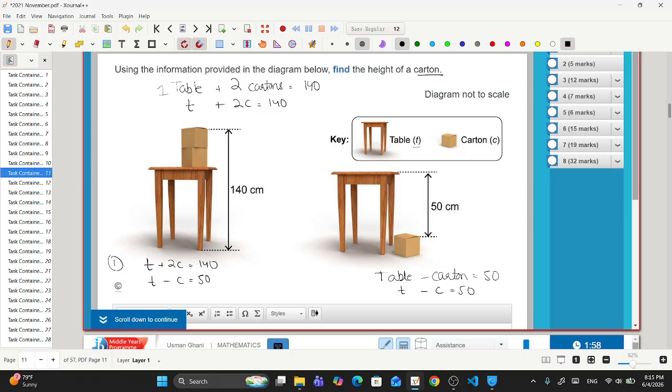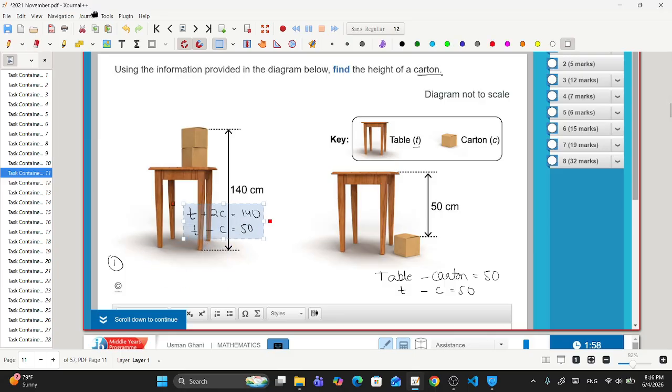Now this can be done in both methods. You can solve it using the substitution method, or you can use the elimination method. I want to use the elimination method right here. So what I'm going to do is simply erase this part, make some space. I want to eliminate T. So I'm going to introduce a big negative sign. T minus T and T becomes eliminated.